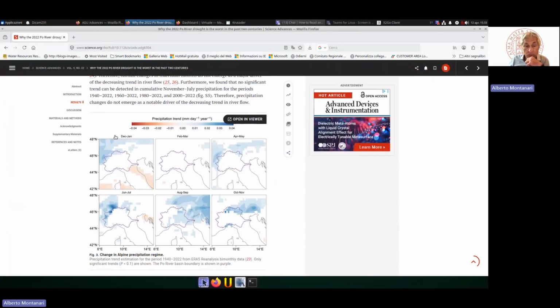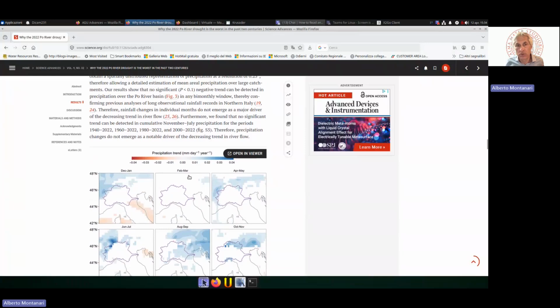And actually what we found is that you see in the different months there is not a clear decrease of precipitation. I'm not going into the details, but if you read this paper, which is not very technical, there is a quite comprehensible explanation that this figure confirms that there is no trend in precipitation. So the reason for the change, the seasonal change in river flow, increased in spring, decreased in summer, is apparently not due to a change in precipitation.